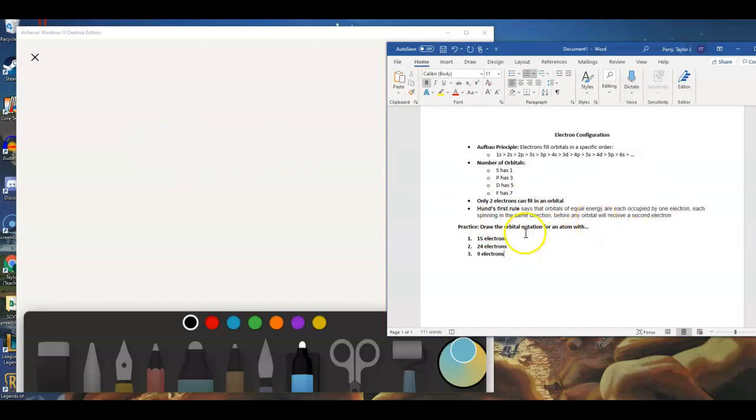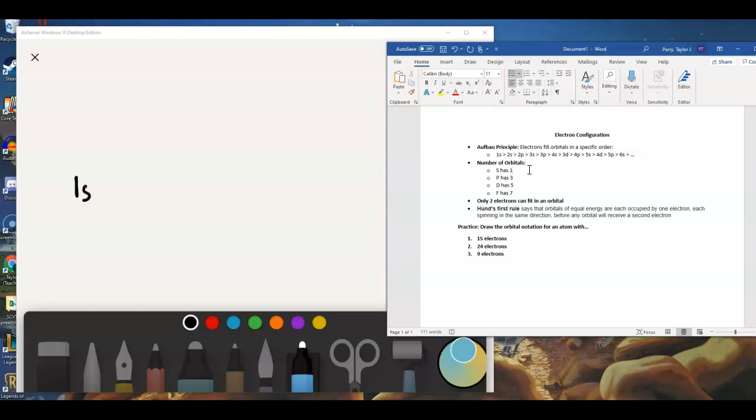So let's start with the one that says 15 electrons, all right? Now, we know that electrons, according to the Aufbau principle, fill orbitals in a specific order. And that order starts with 1s. So let's start there. I'm just going to write down right here, 1s, okay?